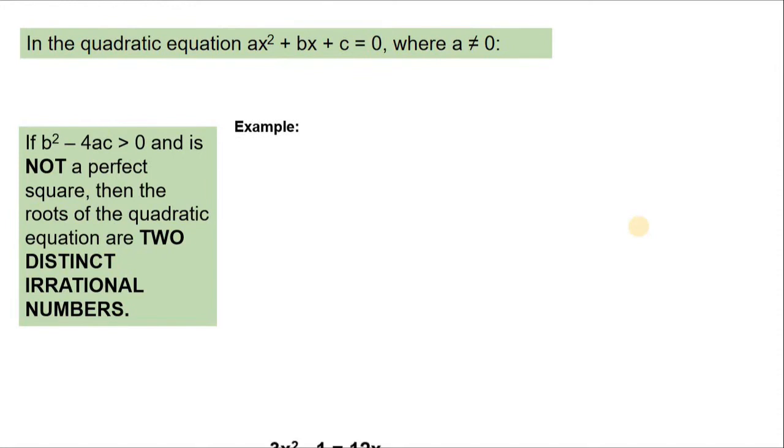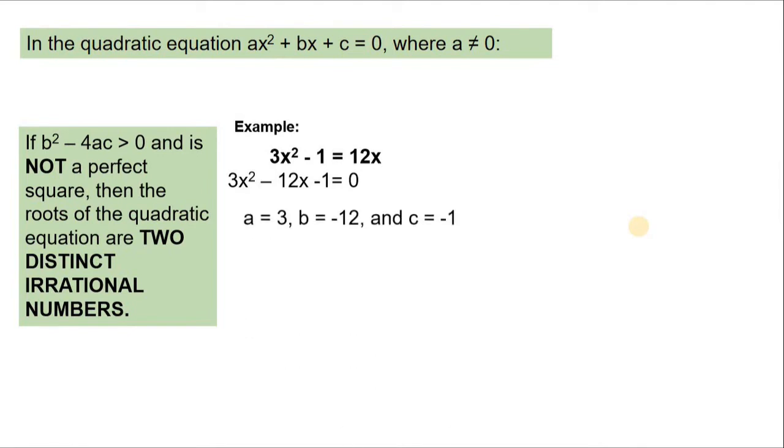This is an example. I have 3x squared minus 1 equals 12x. So I have to rewrite this equation into the standard form of the quadratic equation. So I have 3x squared, transposing 12x to the left side, that will become negative 12x, then minus 1 equals 0. So the value of a is 3, the value of b is negative 12, the value of c is negative 1. So I have 12 squared, which is the value of b, minus 4 times a, which is 3, times c, which is negative 1. Substitute lang, okay?